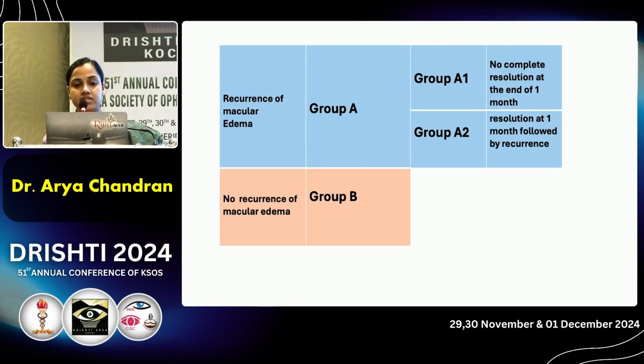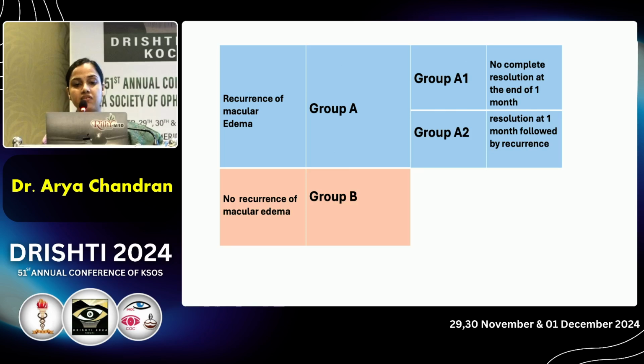And the study population was categorized into Group A and Group B. Group A, patients with macular edema recurrence, and Group B, there is no recurrence of macular edema. That is, after 1 month of intravitreal injection, there is macular edema, and during the follow-up of 6 months, there is no macular edema recurrence.